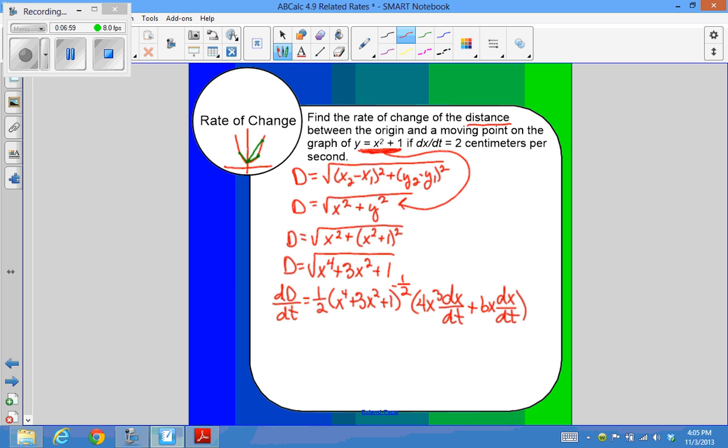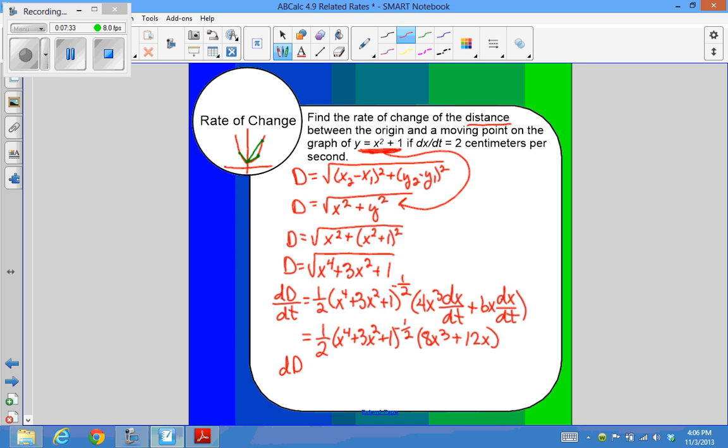So plugging in, my dx/dt is 2. I have 1/2 times (x to the 4th plus 3x squared plus 1) to the negative 1/2. When I plug a 2 in for dx/dt, that will be times (8x cubed plus 12x). Okay, because dx/dt is 2 there as well.